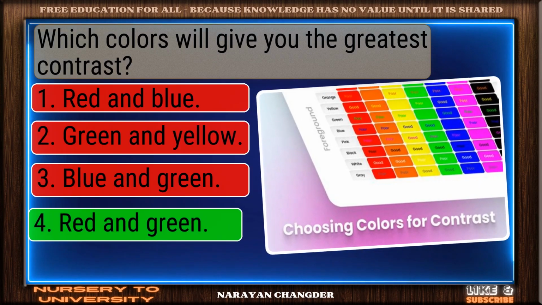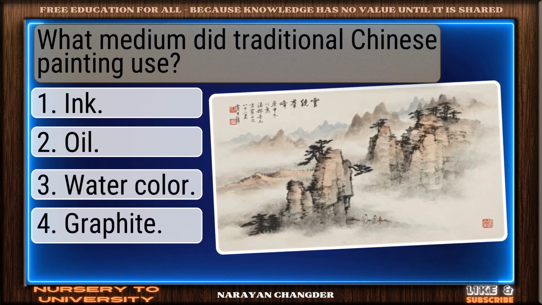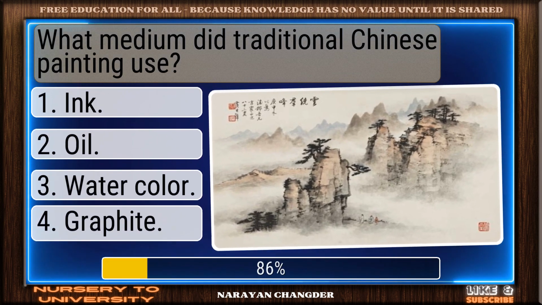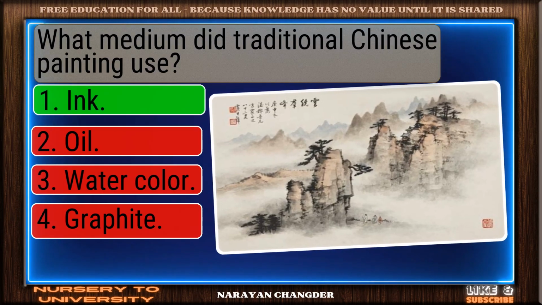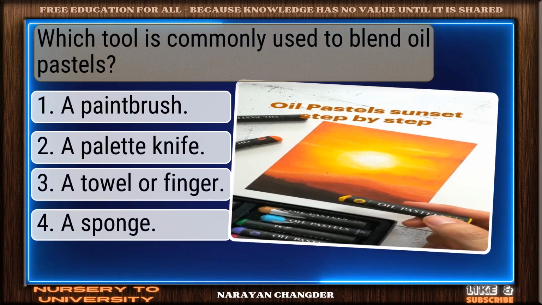Smart move. Red and green is an accurate answer. What medium did traditional Chinese painting use? Well picked. Ink is the correct answer. Which tool is commonly used to blend oil pastels?